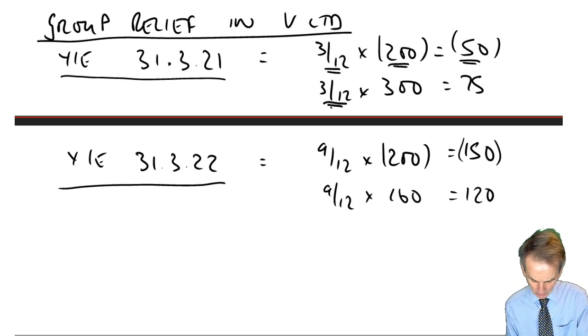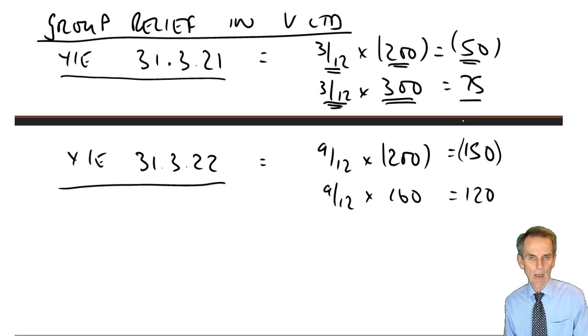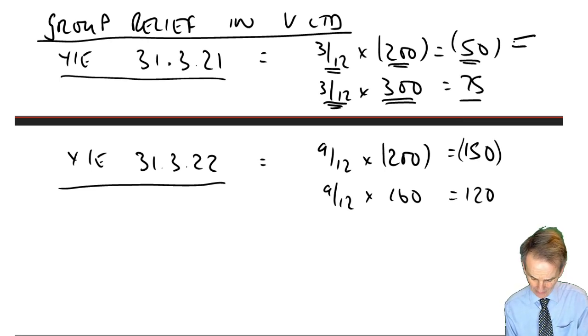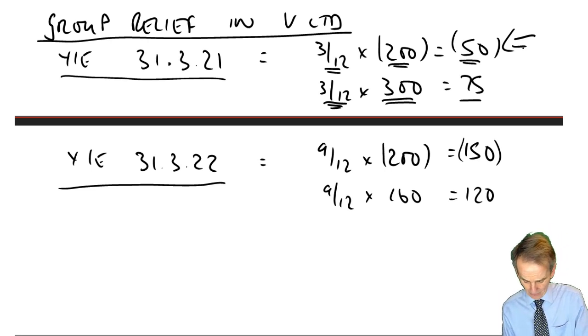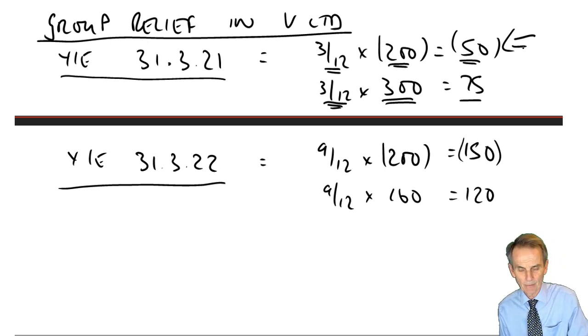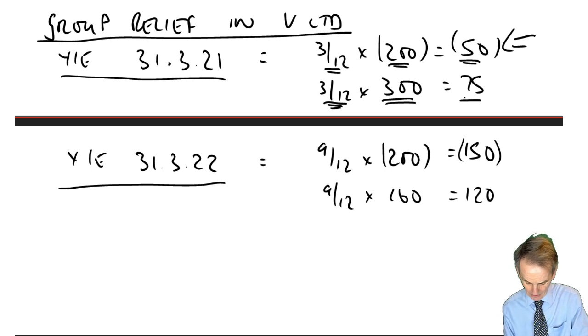Against 3 months' worth of what is a profit, of course, for V Limited of 300. Well, that's 75,000. Therefore, what is the maximum amount of group relief available? It's the lower of these two numbers, and therefore that would be £50,000. We have £50,000 of loss that corresponds against the profit-making period in which we'd made 300,000. The corresponding period of profit is therefore 75. So all of that 50,000 is eligible for group relief.